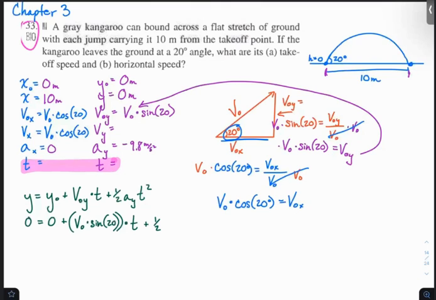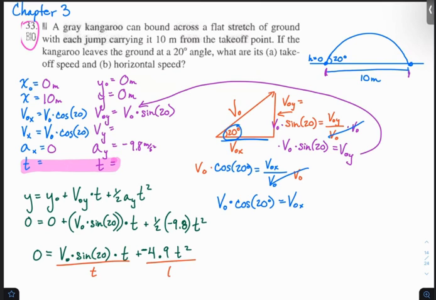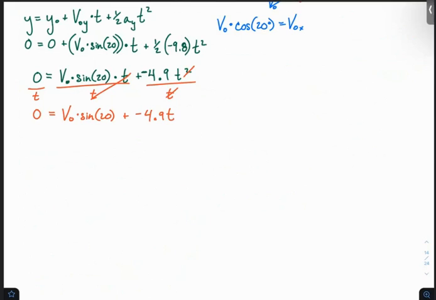All right, and then I can simplify this, and I'm going to solve for time. What I see here is that 0 is equal to something with time, plus something with time squared. So I'm going to do a little cheaty thing. I'm going to divide everything by time. Well, 0 divided by time is still 0. And then the time just cancels out in this term, and that time cancels out in that one.